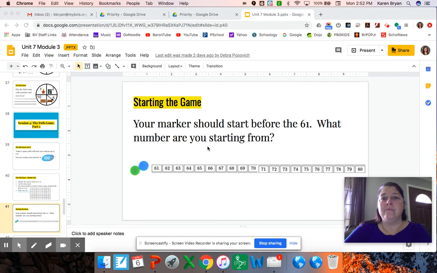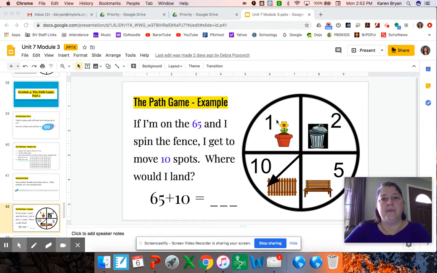So what number are you starting from if you're starting before the 61? Think about what numbers here. That would be 60. Good. So hopefully you kept your spinner and things from yesterday. If I'm on the 65 and I spin the fence, I get to move 10 spots.